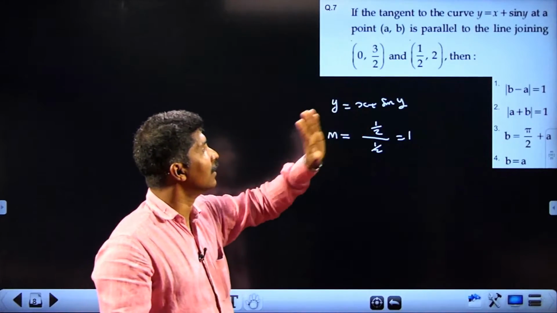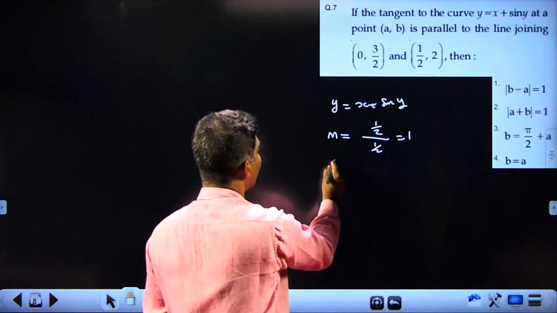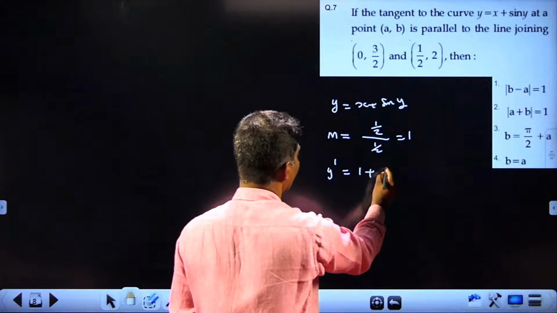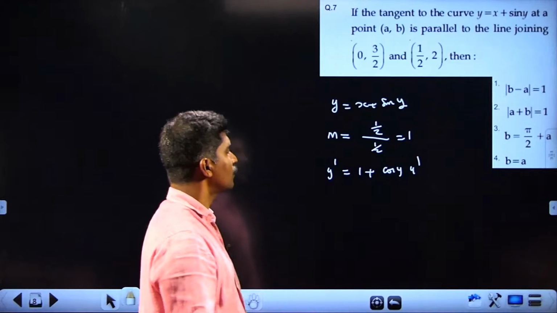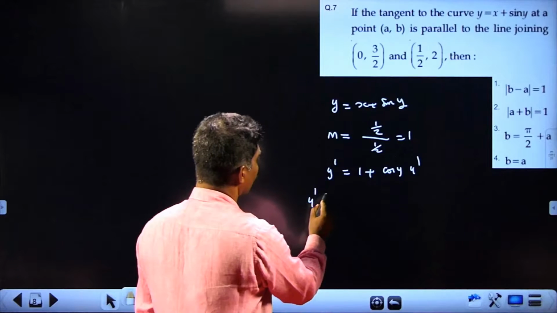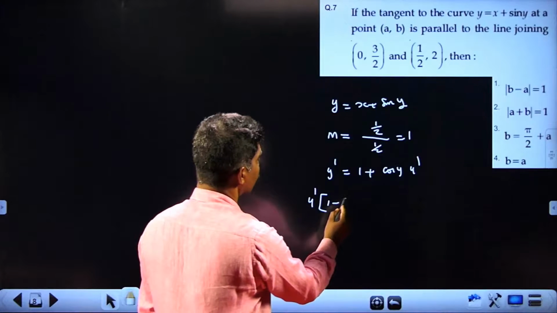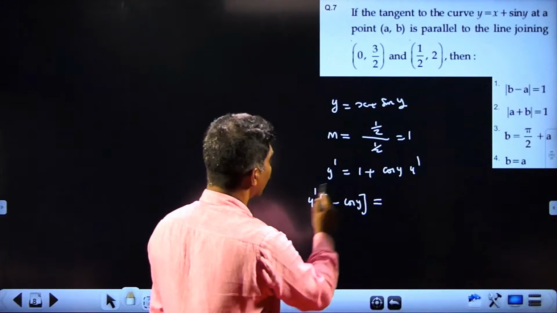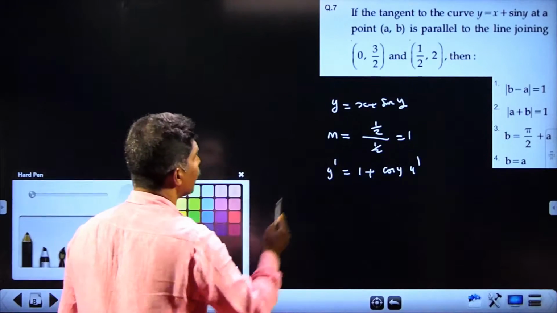Where? In the tangent. So how will you calculate a tangent? We will calculate the tangent as y dash. y dash is equal to 1 plus sin y, whose derivative is cos y, so cos y into y dash. So y dash into (1 minus cos y) is equal to 1. And you don't want to do this kind of difficult steps, you just write y dash is equal to 1.